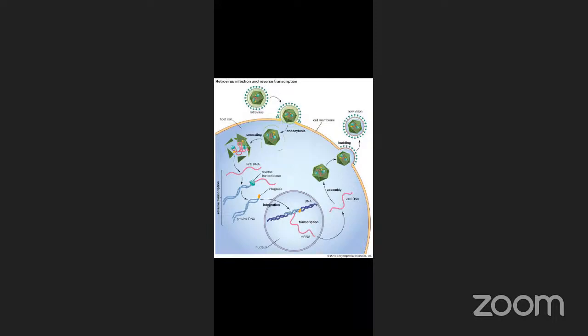Whenever our cell gets infected with the viral material, the infected cell presents these antigens with the help of the MHC class I molecule, and this MHC class I molecule presents the antigen to the TC cell, and this TC cell directly kills the cell. That is one of the mechanisms.